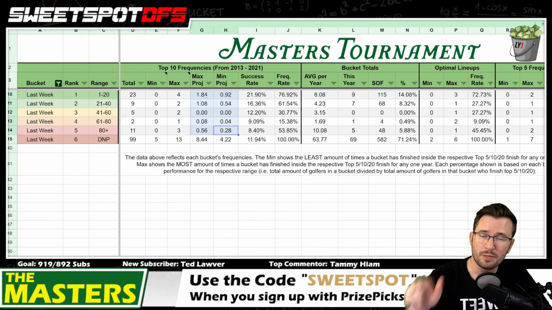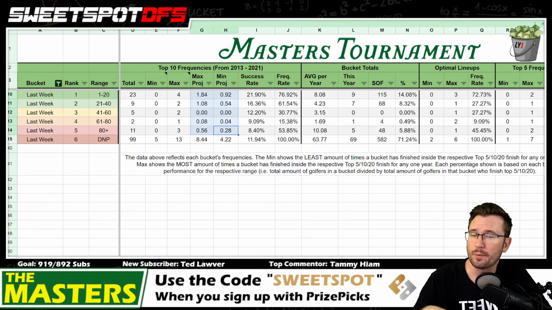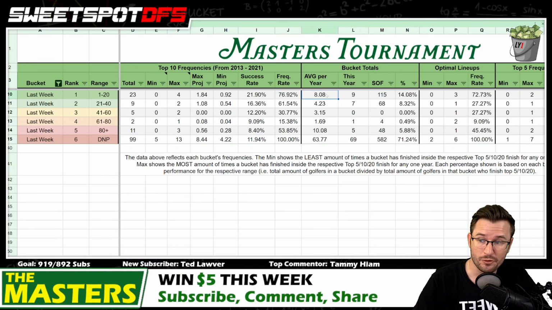Golfers who played the week before don't really show up inside the top 10. Part of that is because there aren't a lot of golfers who played the week before that come into the Masters. Like literally, on average, I should say, we've had 8 golfers who have top 20'd the week before coming into this event. This year, we have 9.